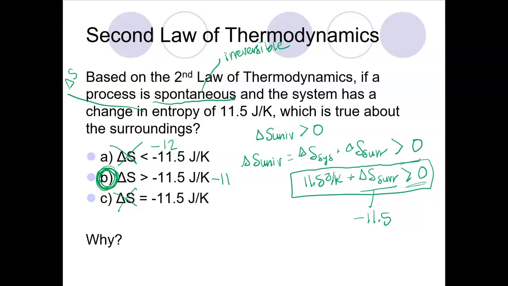Can you think of a scenario in which, if I had changed the question, part C would have been true? Thinking about the second law of thermodynamics, it has the spontaneous section and it has the reversible section. The reversible section is when delta S of the universe is equal to 0. So part C would have been true if it was a reversible reaction. That wasn't the question, so that's why C is wrong. But that's how I could have changed the question and gotten a different answer.